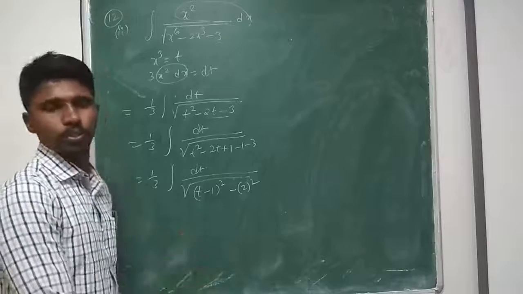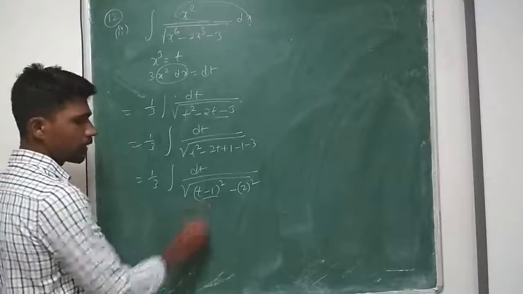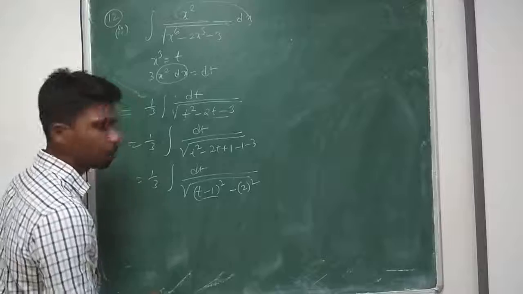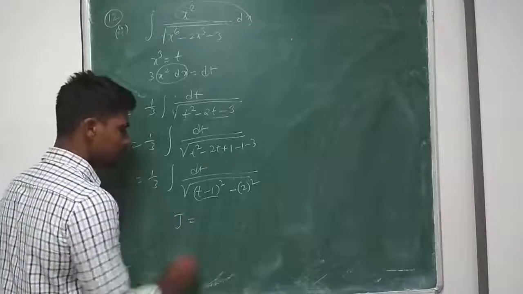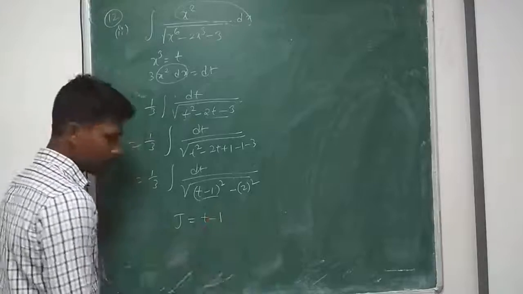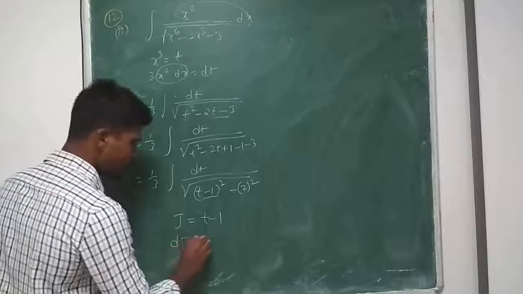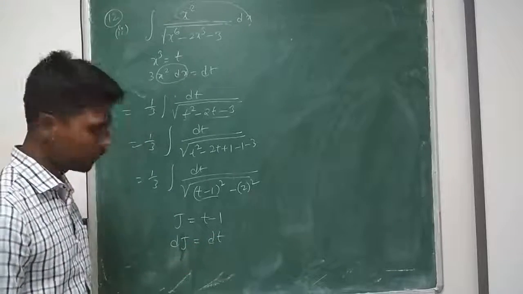Already I used one substitution as t. I replace one more substitution; I use j. J is equal to t minus 1. Now dj will be equal to dt.